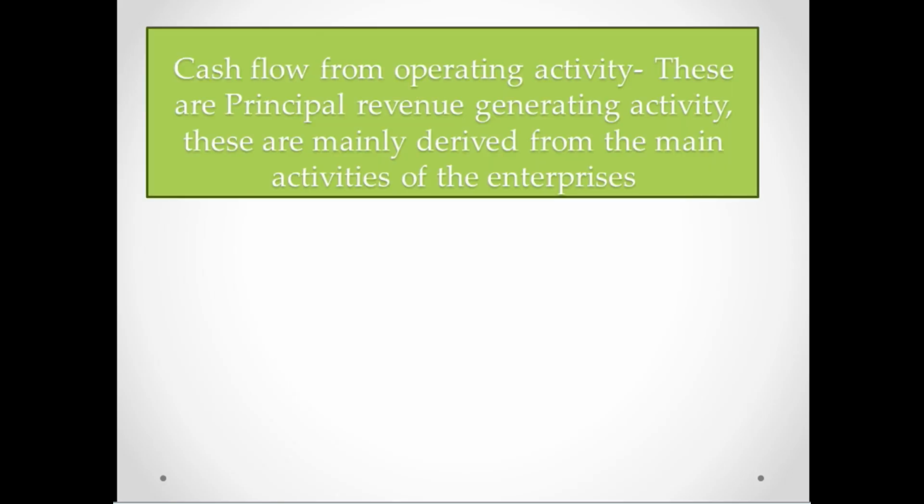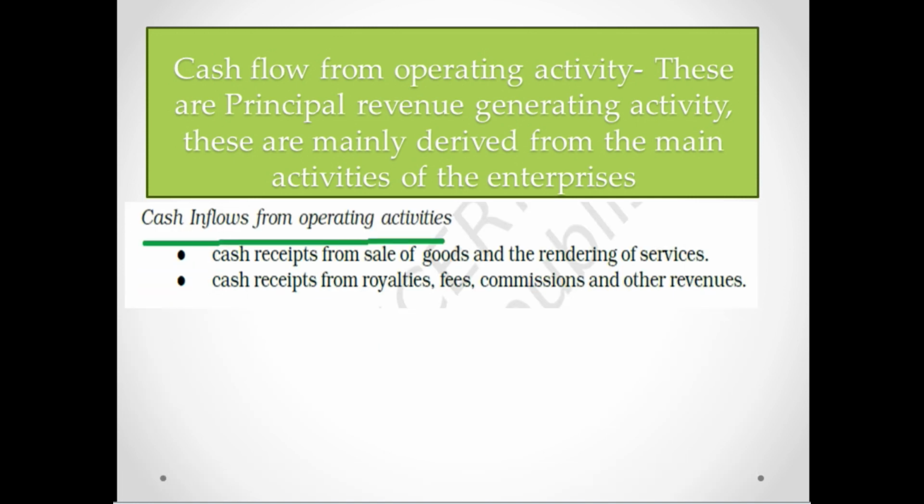Now we have to find out what these activities are. Cash flow from operating activity means the principal revenue generating activity, and these are mainly derived from the main activities of the enterprise. Like if in a company we are selling goods and providing services, for sale of goods we are getting cash, that is an inflow, and for rendering services we are getting fees and commissions. These are the inflows of operating activity.